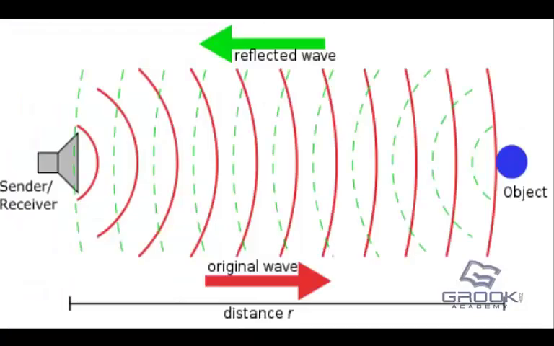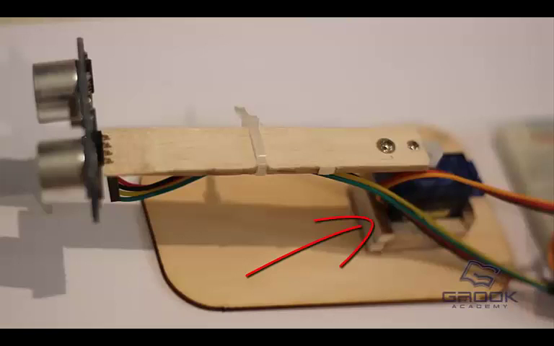The basic principle of work is by using input-output trigger for at least 10 microseconds high-level signal. Then the module automatically sends 840 kHz and detects whether there is a pulse signal back. If the signal comes back, through high level, the time of high output input-output duration is the time from sending ultrasonic to returning. The third component is servo.